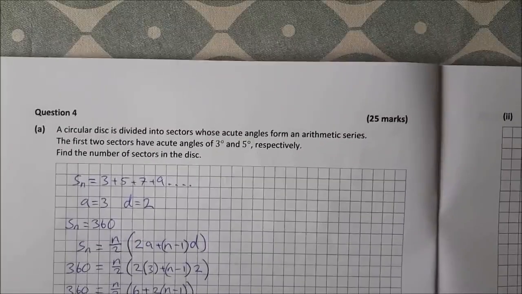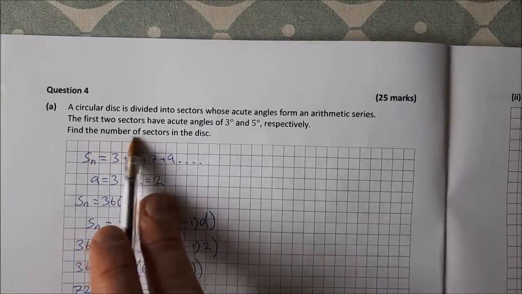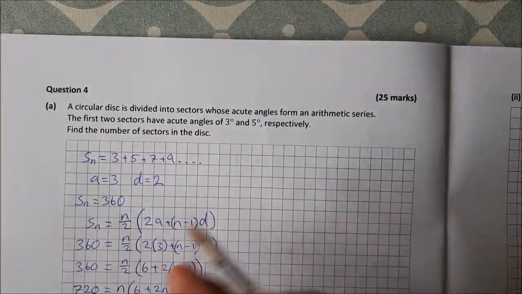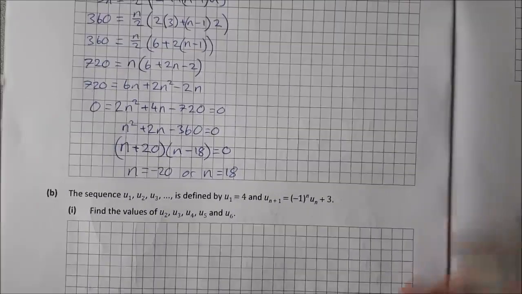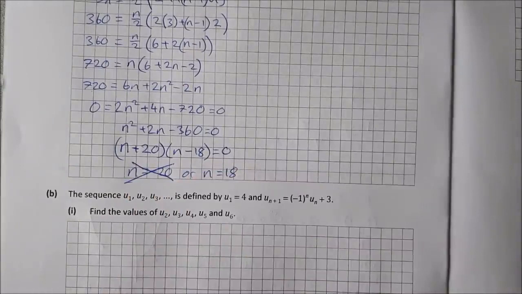Well, we know that it has to be a positive number, because how many sectors are there in the disc? It has to be a positive number. You can't have a negative amount of sectors in the disc. So that means minus 20 is discounted. So the answer is n is equal to 18.